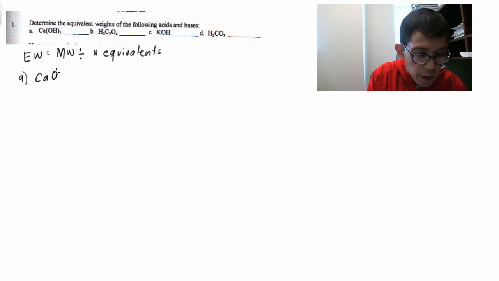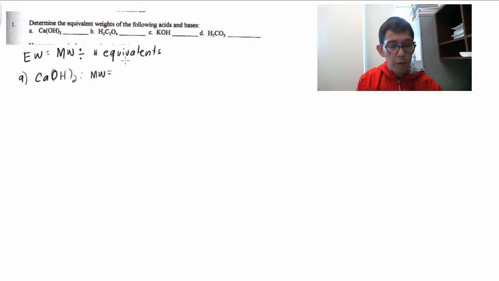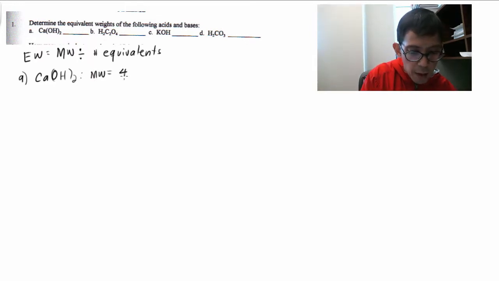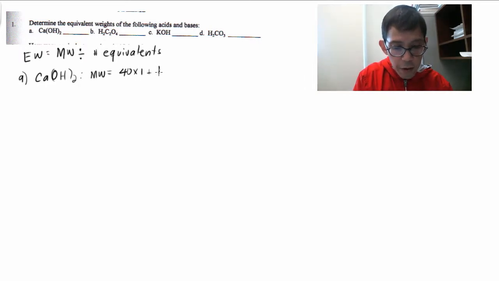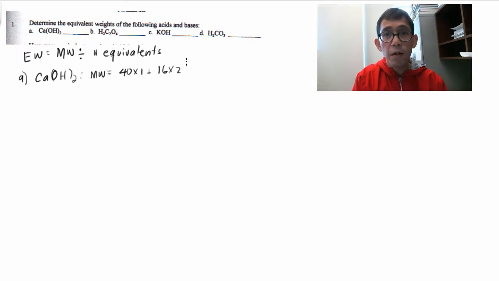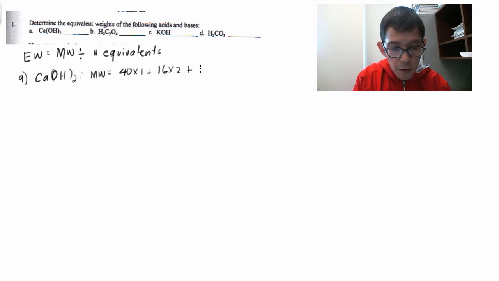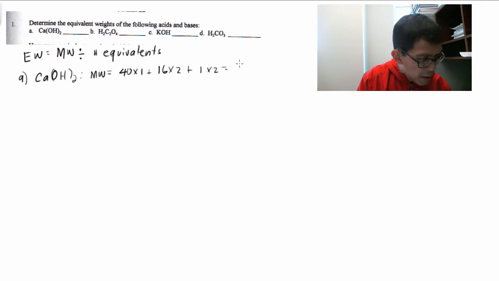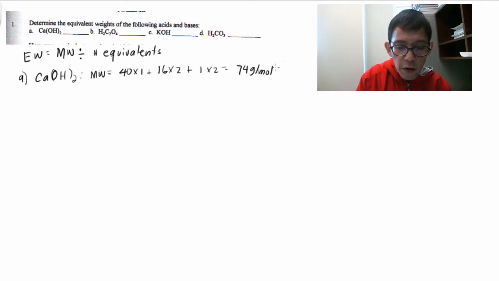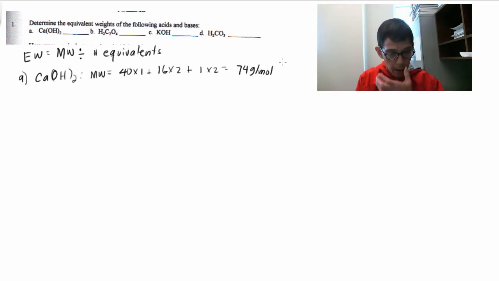Calcium hydroxide, Ca(OH)2. Let's start with the molecular weight. MW is equal to: calcium is 40, and there's 1 calcium. Oxygen is 16, and there are 2 oxygens. And hydrogen is 1, and there are 2 hydrogens. So if you do that, you should get 74 grams per mole, which is the unit of molecular weight.